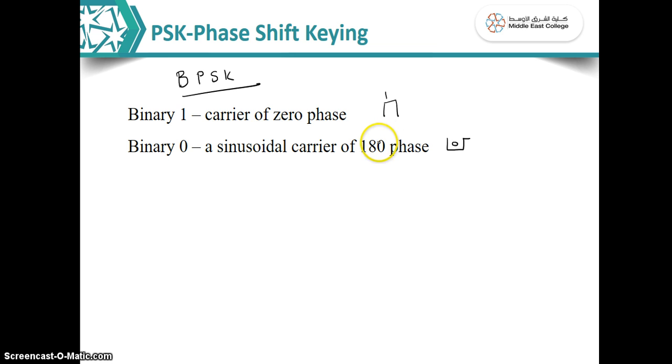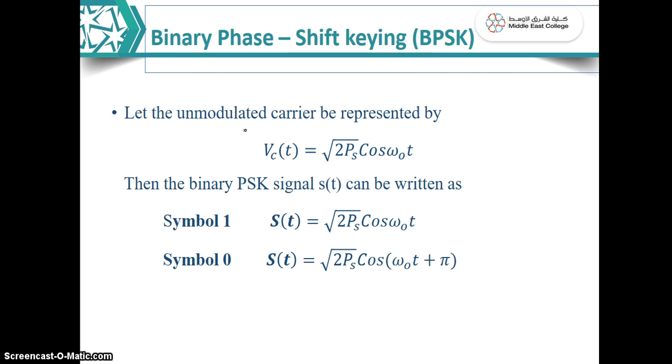The carrier is a sinusoidal signal, as it is a digital modulation technique. The carrier is a continuous sinusoidal signal. So the carrier signal's phase will change according to the amplitude of your message signal. That is binary phase shift keying.